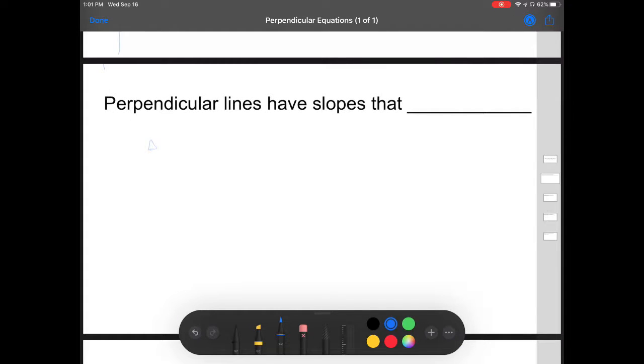So first, let's remind ourselves. Remember, perpendicular lines are the lines that make a 90-degree angle. Their slopes always multiply to -1. Perpendicular lines have slopes that multiply to -1. So 2 and -1/2 are perpendicular because if you multiply them, they make -1. Also, -3 and 1/3 would multiply to -1. So, pairs like that.